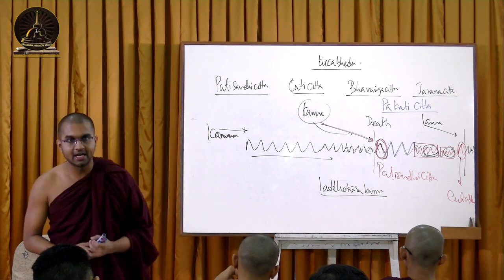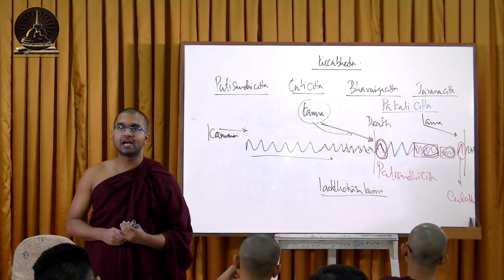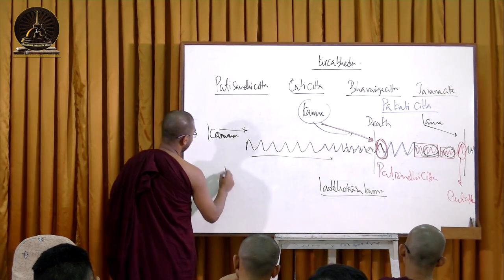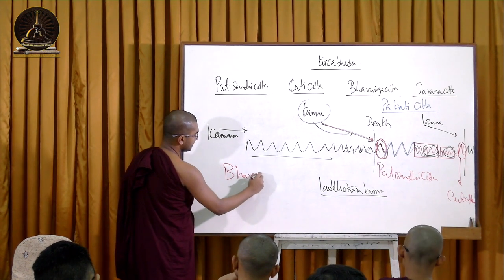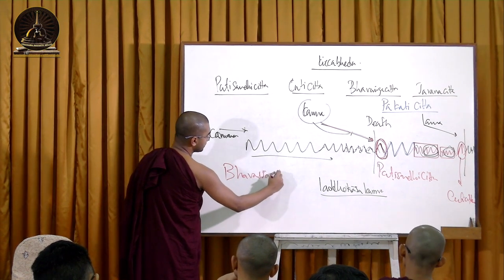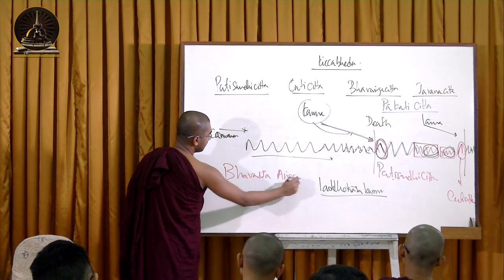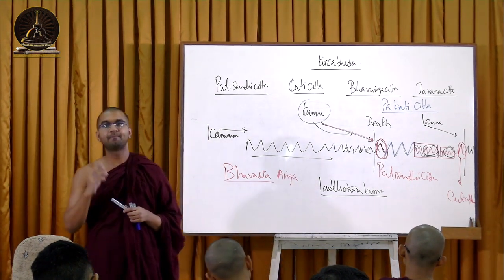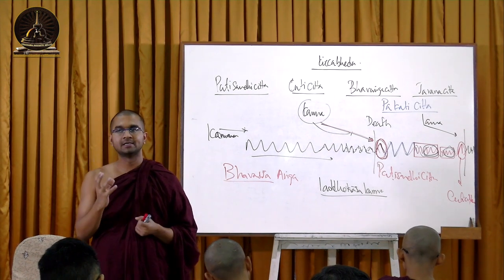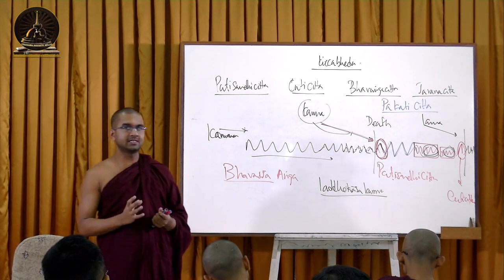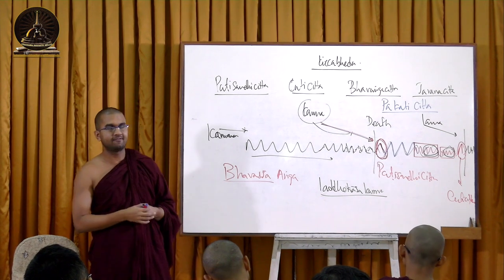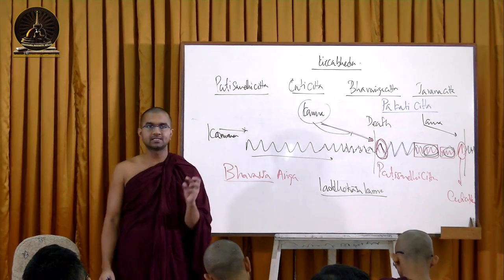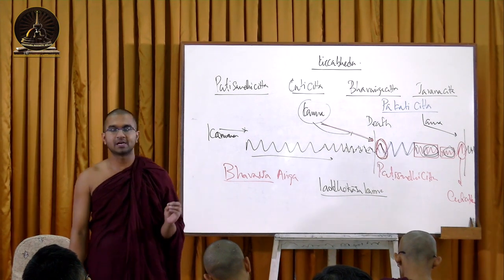So this bhavaṅga citta continues happening throughout the life. Bhavaṅga is bhavassa aṅga. Bhava means life. Assa is the genitive case of life. Aṅga is a part. The most important essential part of life is considered to be this bhavaṅga citta.